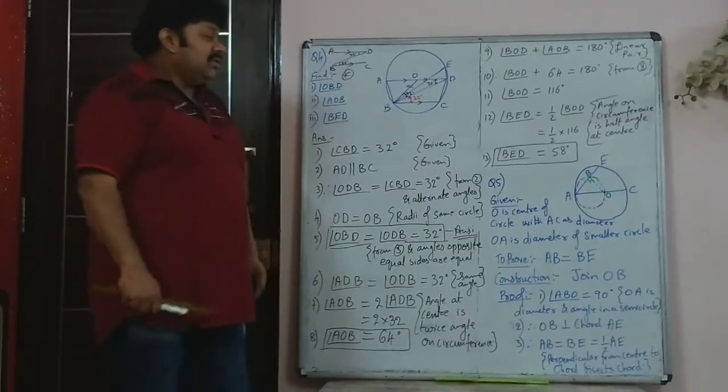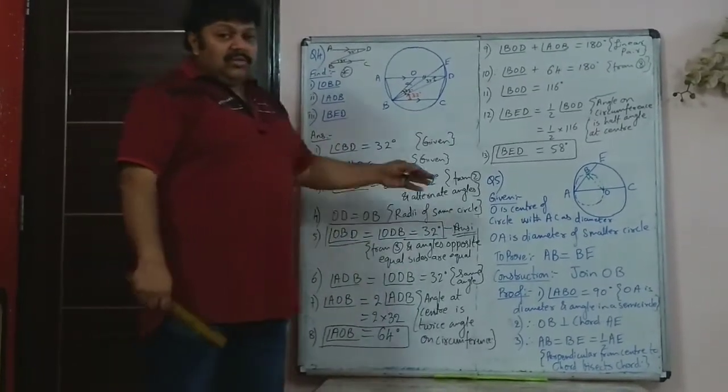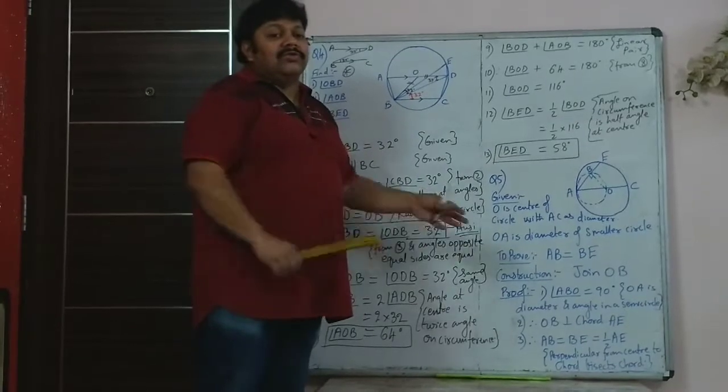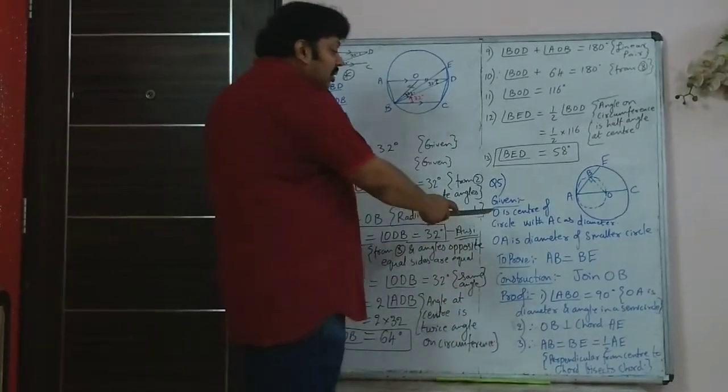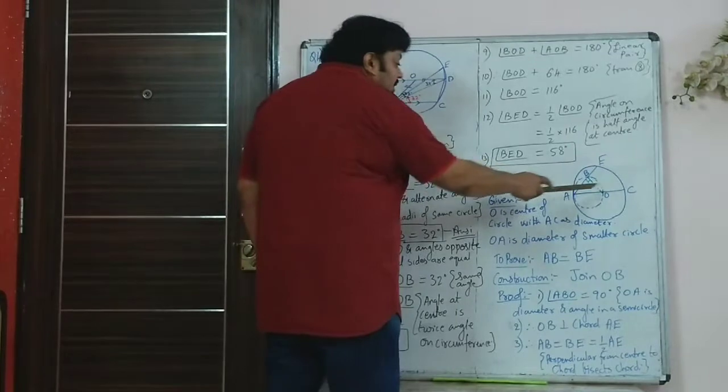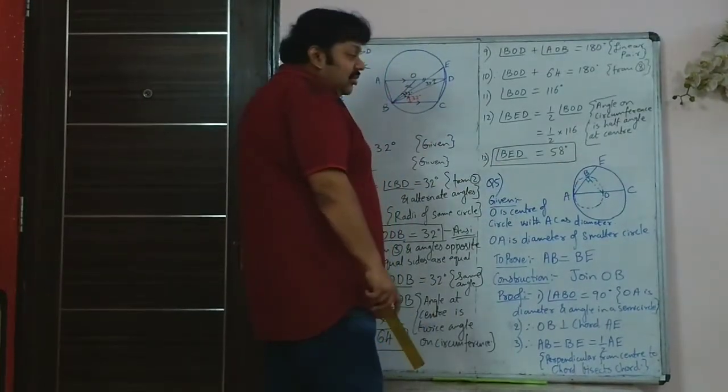The fifth question is a very simple question, but mostly it won't be asked because a part of it was from 9th standard. So you are given O is the center of the big circle, of which AC is the diameter.